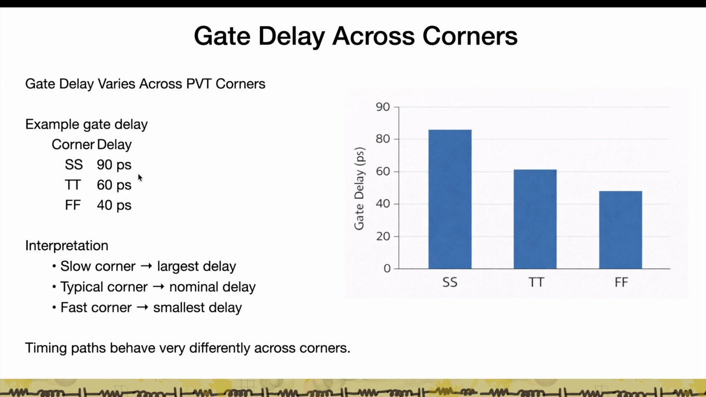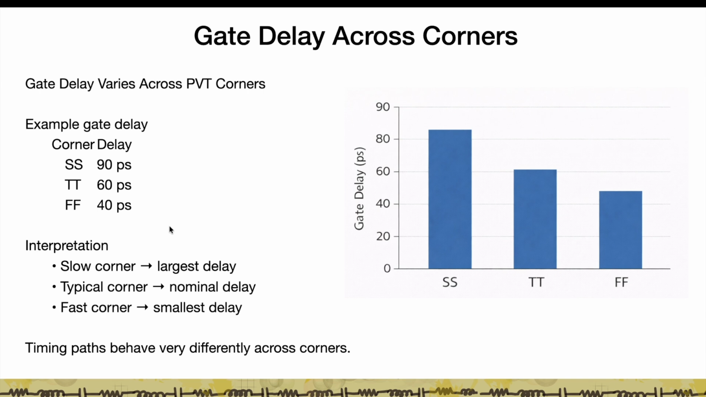Now think about what that means for a timing path with 20 gates in series. A path that totals 800 picoseconds at SS might run at only 350 picoseconds at FF. Same netlist, completely different behavior. That is why you can't sign off timing at a single corner.